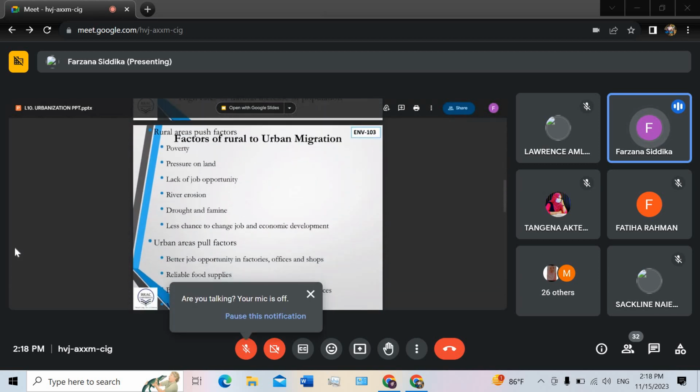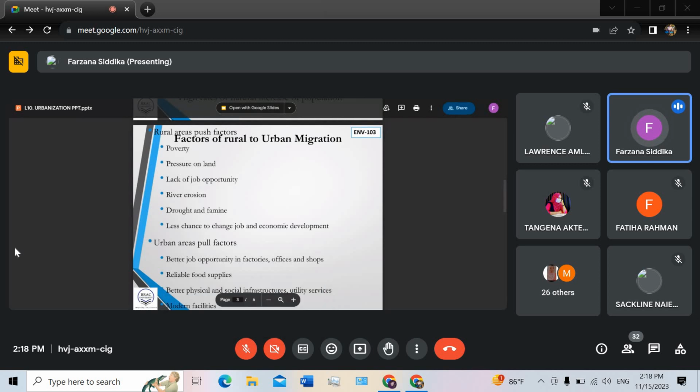Okay, so behind the migration, there are some responsible factors behind every migration, and those factors can be broadly divided into two categories, that is push factors and the pull factors. So firstly, what are the push factors? The push factors are all the negative factors.